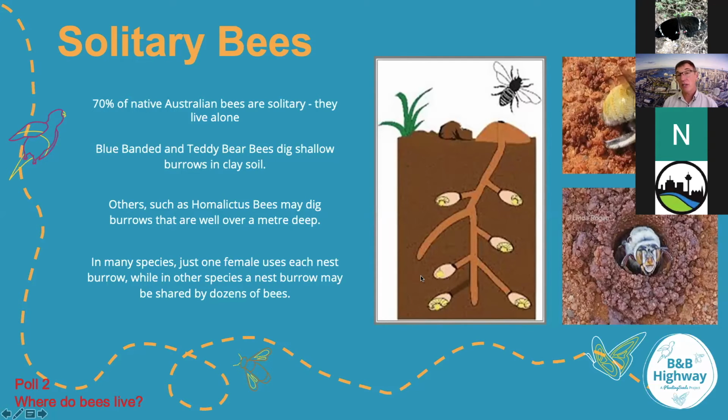Okay, so it looks like sort of even between underground and in a hive. But remember, Nicole did say that 70% of our native Australian bees are solitary and burrowing. So the answer would be the underground mainly. Most of our Australian native bees live underground, so they're solitary. Okay, I'm going to stop sharing that one there and back over to Nicole, I think.